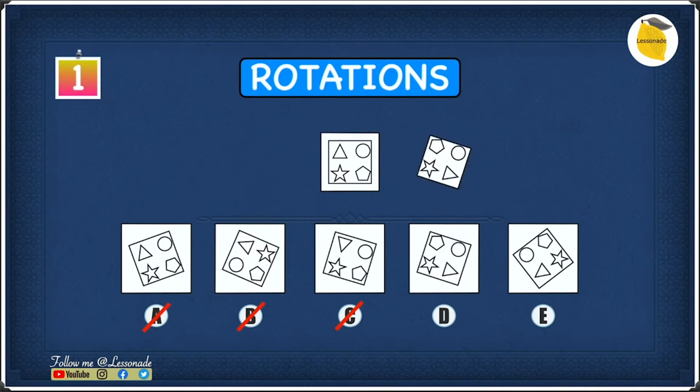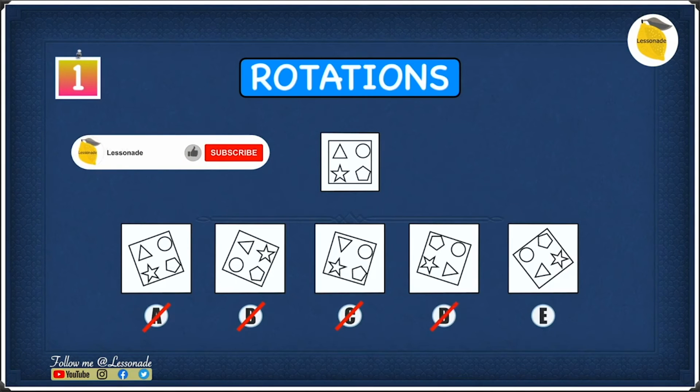So let's move to D. Let's do the same thing. Let's rotate D so it's at the same angle. As you can see, this is also a mirror image, because over in the question figure, the circle and the pentagon are on the right-hand side, but over in D, they're on the left-hand side. Because they're in the wrong position, we can go ahead and cross off D. So we're left with E, which means it must be our answer, but let's check.